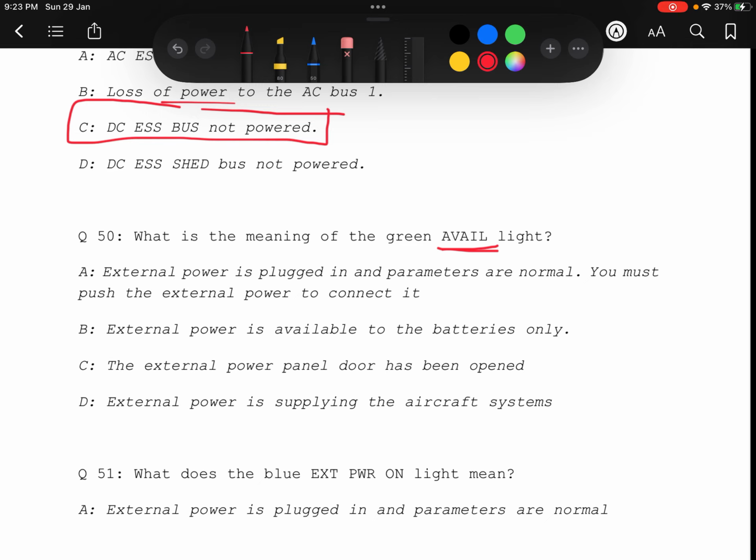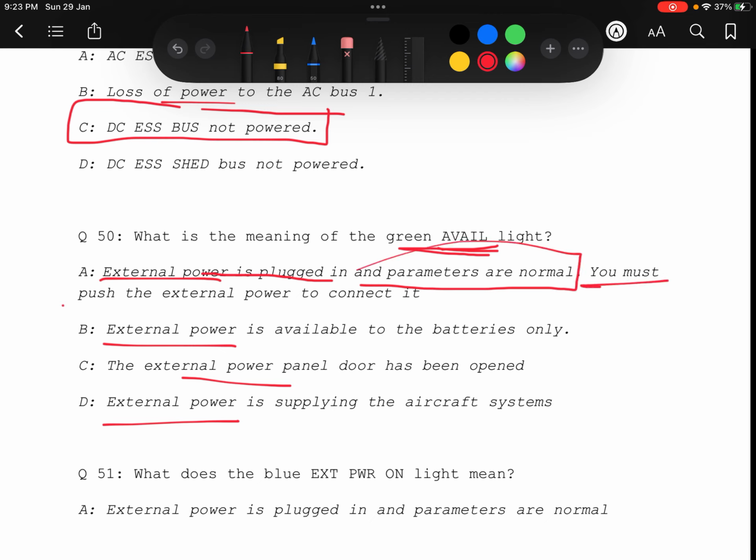They are talking about the external power avail light, definitely, right? So when it is green available, whenever it is available to use, external power is plugged in and the parameters are normal, you must push the external power push button to connect it. Exactly, option Alpha.